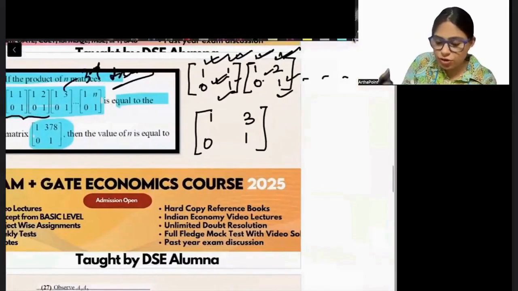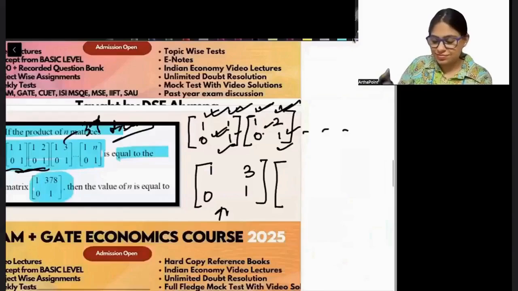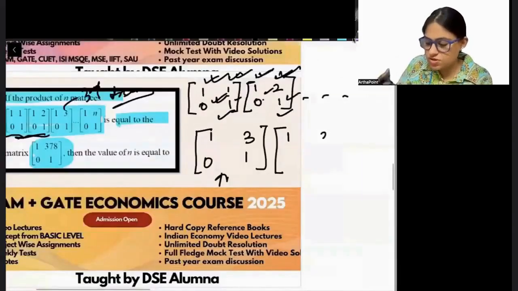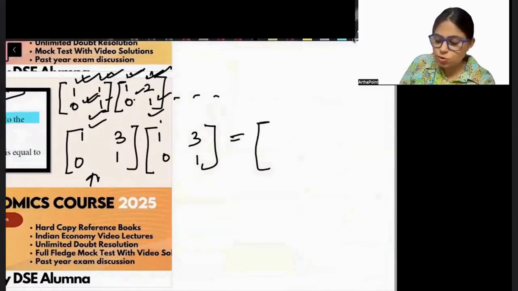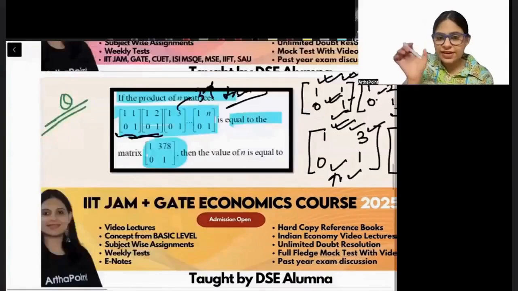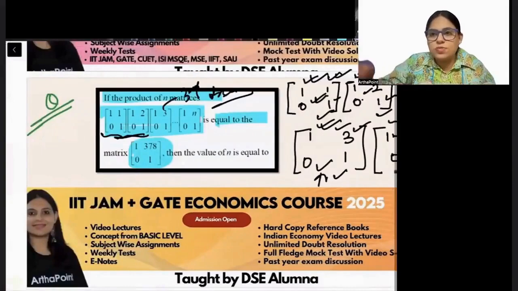If I find the product of the first two, I've got this. If I just go ahead and multiply this with the third observation, I will get 1 into 1 plus 3 into 0, 1. 1 into 3 plus 3 into 3, 6. 1 into 0 into 1 plus 1 into 0, 0 and 1. So when I find the product of the first two observations, I am getting this third observation.